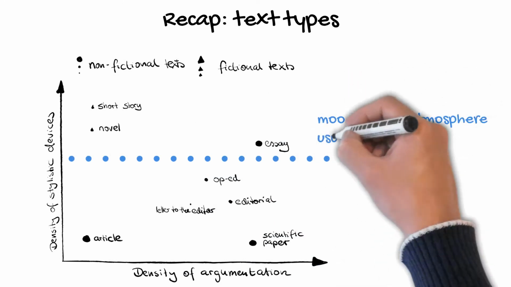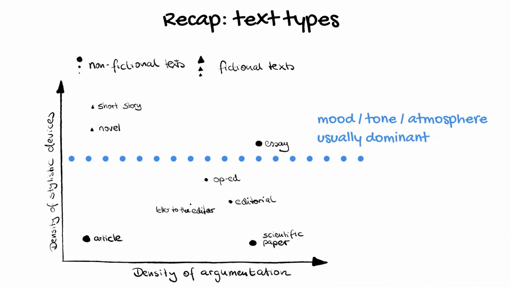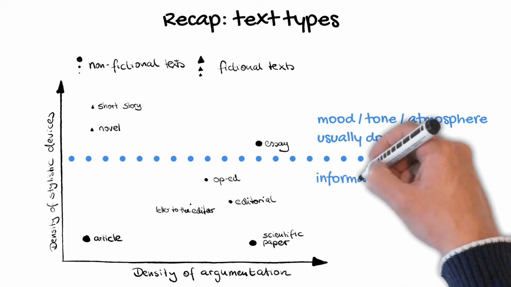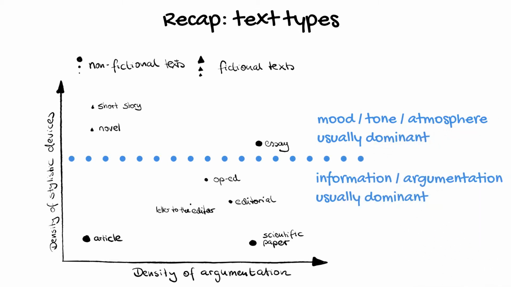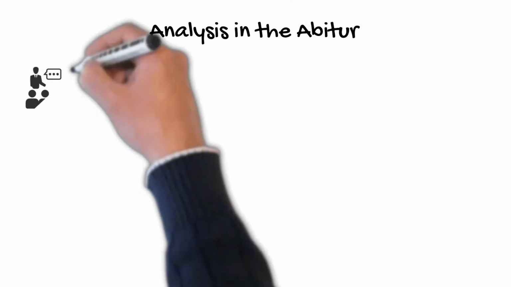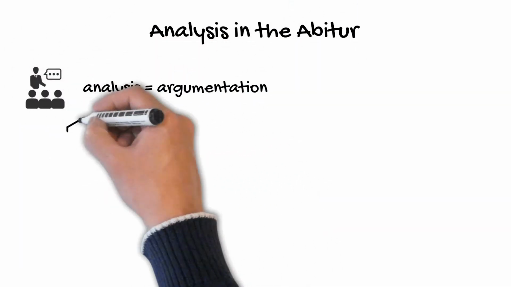If the text you're working on scores high on stylistic devices, it is more likely that your thesis will focus on the mood, tone, or atmosphere of this text. So, usually we would expect a short story, a novel, an essay or an op-ed to try to create some specific emotion in the reader. The texts in the lower half of the chart, however, are the ones where information or argumentation has to trump language. Thus, we can quite safely assume that they will try to convince the audience of some state of the world. Also remember that in the Abitur you have to write an analysis, that is, an argumentation.